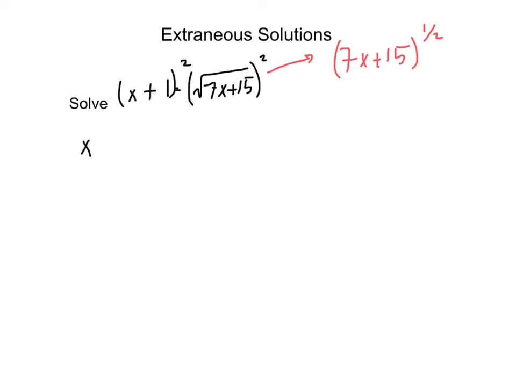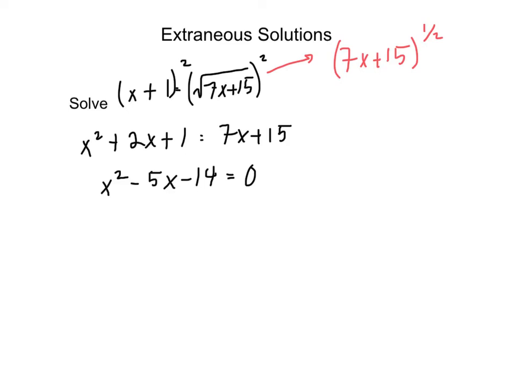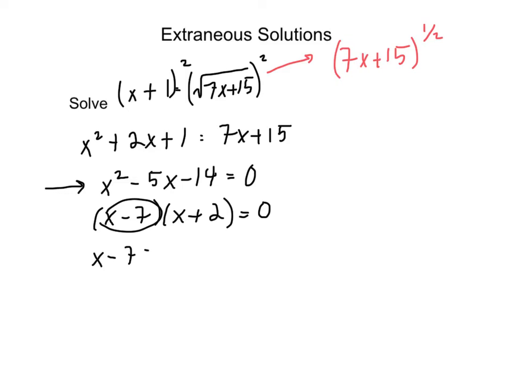So we have x squared plus 2x plus 1 equals 7x plus 15. Put everything on one side, so we have x squared minus 5x minus 14 equals 0. We want 0 on one side. Then we can factor this polynomial into its zeros, x minus 7 and x plus 2, and each of these is a 0. So that means x minus 7 equals 0 and x plus 2 equals 0. Therefore x is 7 and x is negative 2.